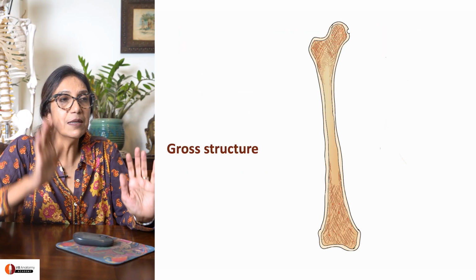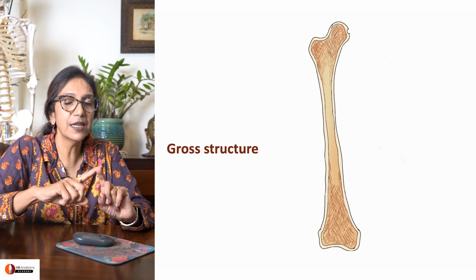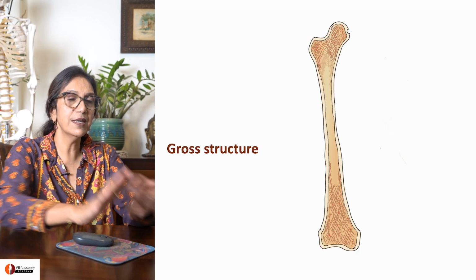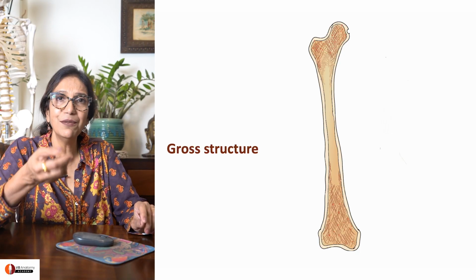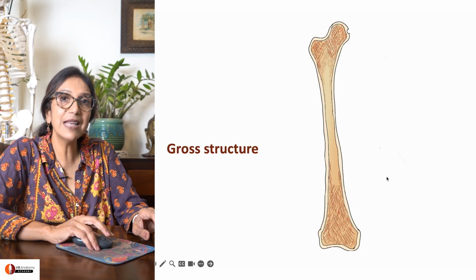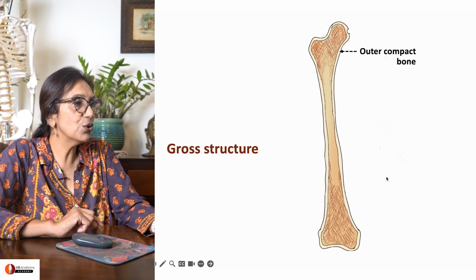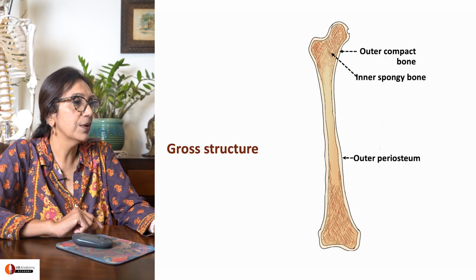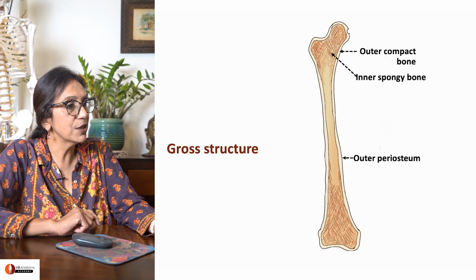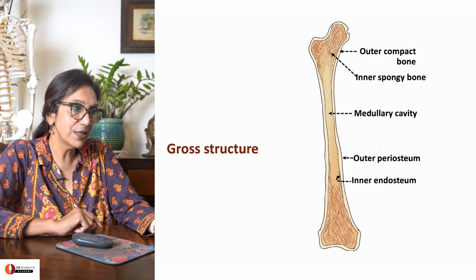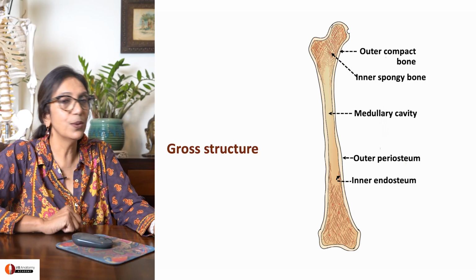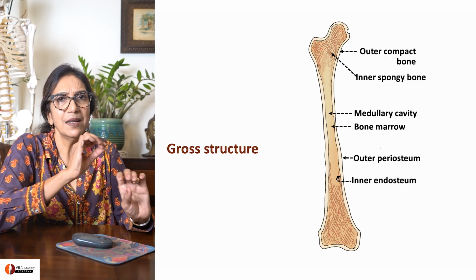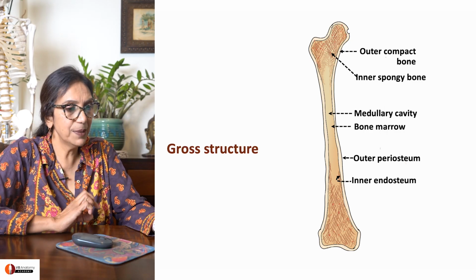With this basic concept that it's a specialized connective tissue in which the extracellular matrix is mineralized, let's look at this bone and understand a few terms. This is a section through the femur. It is showing you an outer compact bone, an inner spongy bone, an outer covering of periosteum, an inner lining of endosteum, and inside that a medullary cavity containing bone marrow. Clear? This is a basic introduction. You should know this much.